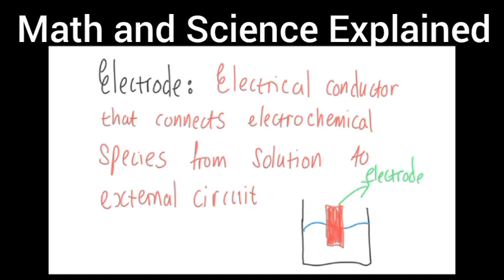An electrode is an electrical conductor that connects electrochemical species from the solution to the external circuit. What you'll also notice is that the electrodes are normally the solids that you find in the redox reactions. There are also two types of electrodes you can get: a cathode and an anode.